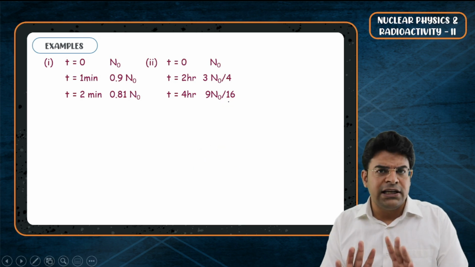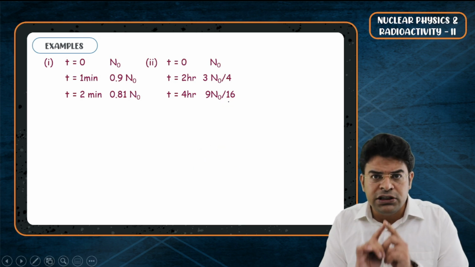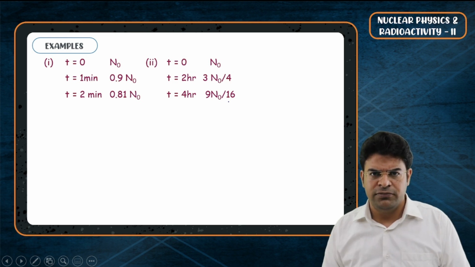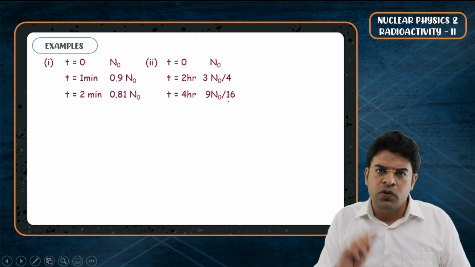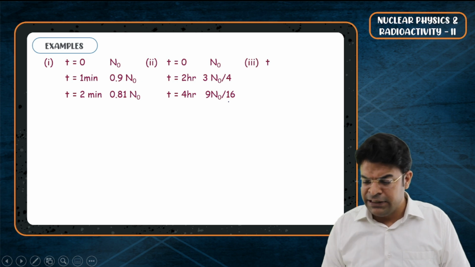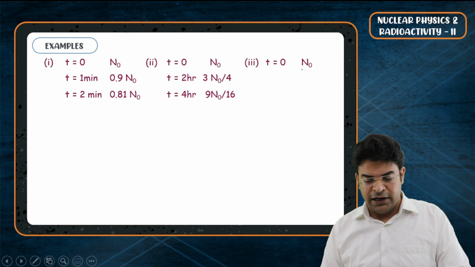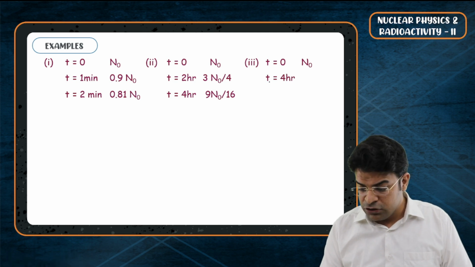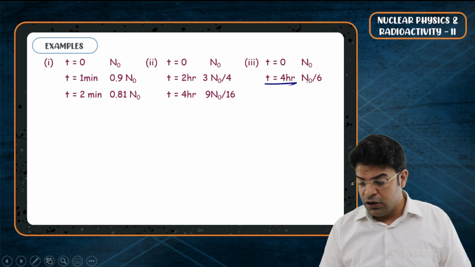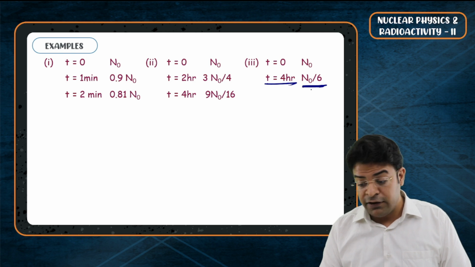If you understand this, solving questions based on radioactivity will be way easier. So let's practice this more with more number of examples. Let's see next example. Let's say at time equals to 0, you have got N naught number of active nuclei. At time equals to 4 hours, you have got N naught by 6 number of active nuclei.